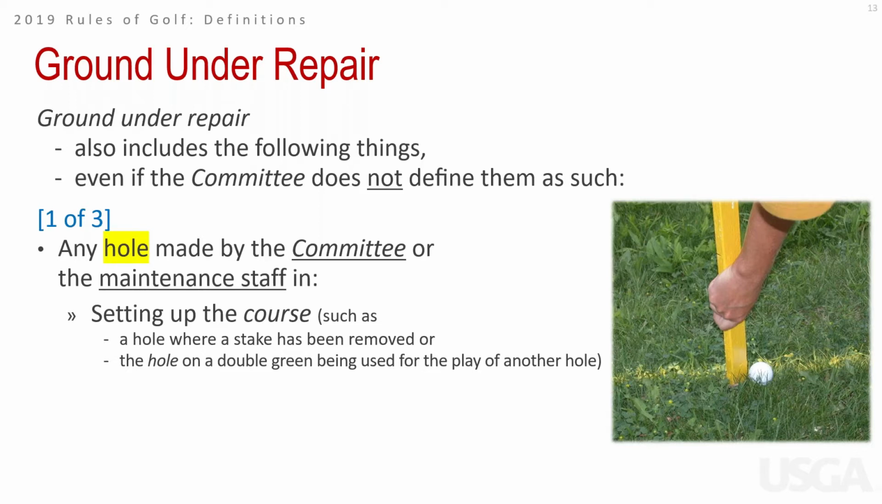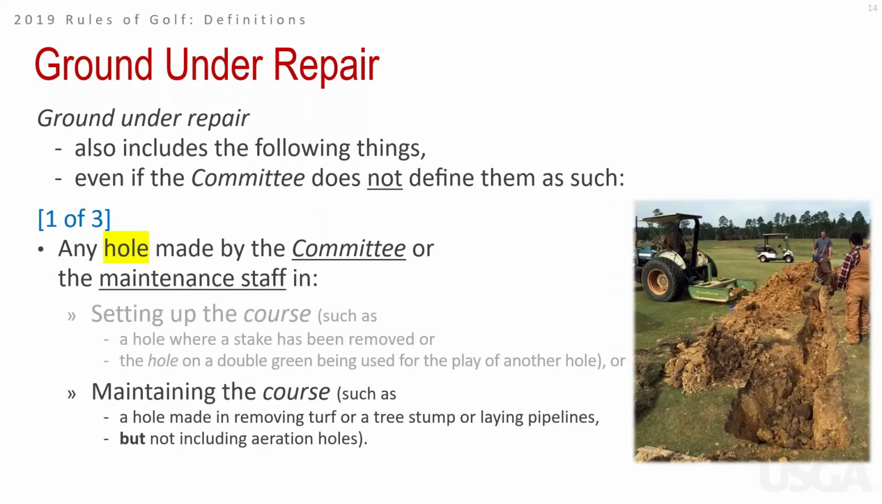Another example here, and this is a different kind of concept, and Kirby covered it a little bit last week if you joined us, is the actual physical hole on a double green being used for play of a different hole. It is a hole made by the committee or the maintenance staff that we're going to get relief from. Your relief is going to be a little bit different, as you're not going to be playing from a wrong green, but that hole is actually part of ground under repair.